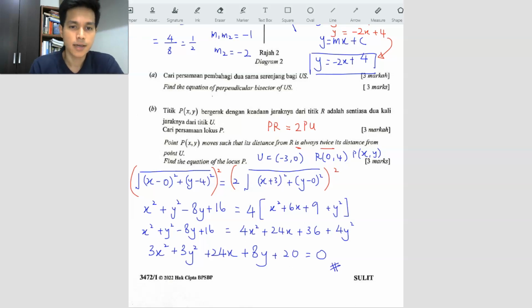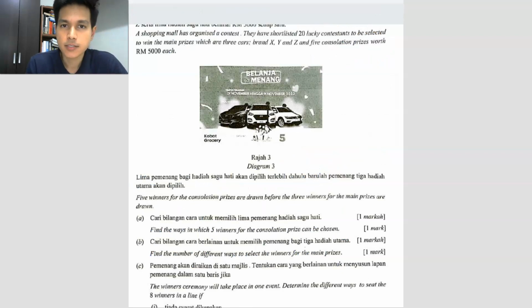Alright, next. A shopping mall has organized a contest. They have shortlisted 20 lucky contestants. So there are 20 lucky contestants, and out of the 20, they are going to win what? 3 cars, X, Y, Z, and 5 consolation prizes. So in total there are 8 prizes. Okay, 3 of them are the main prizes and 5 of them are consolation prizes. So each of them will get 5,000 ringgit.